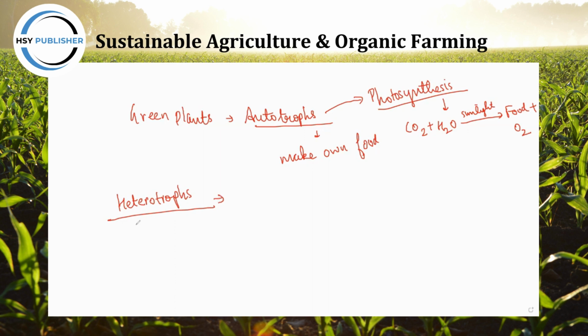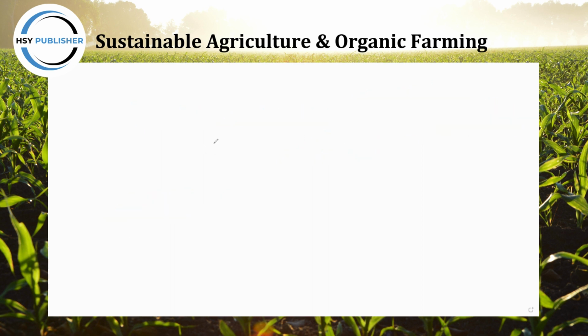So the topic for this video is sustainable agriculture and organic farming, and this was just the basics about food, autotrophs and heterotrophs. First we have sustainable agriculture. Sustainable agriculture can be defined as the adoption of various farming and production management techniques.